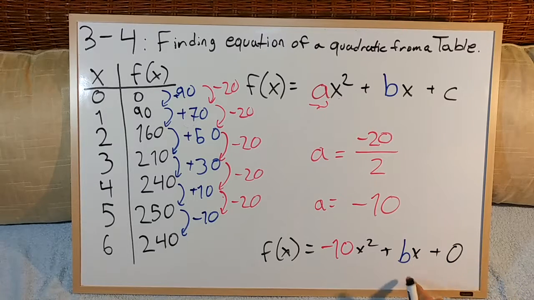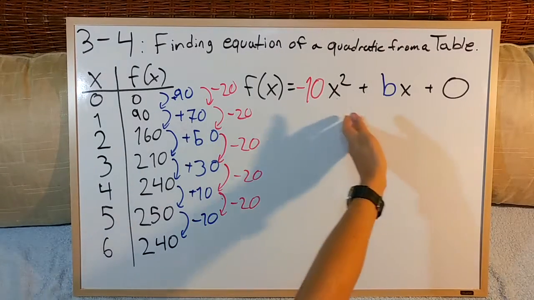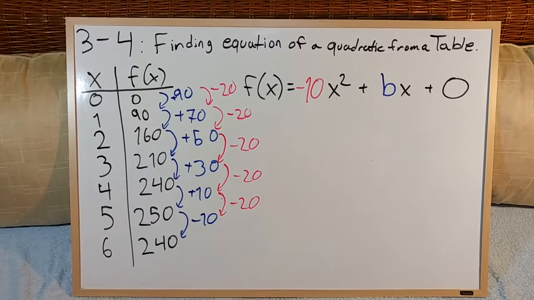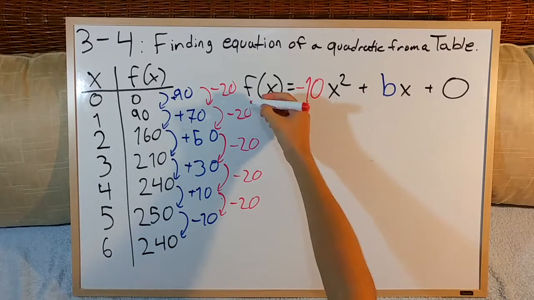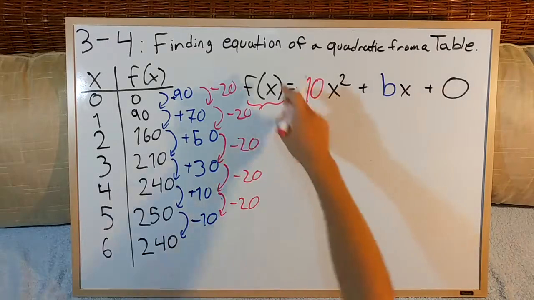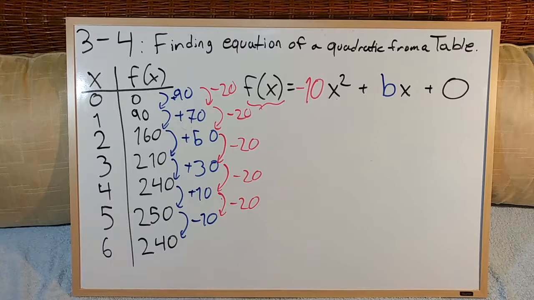And what do we do to find the b? Well, let me show you. So now we have this part of the function. We're just missing finding the b. We also know that f of x is basically the y value. So how do we solve for this? Well, we solve for b. And how do we do that? We plug in a point. So let's plug in the point 2, 160.